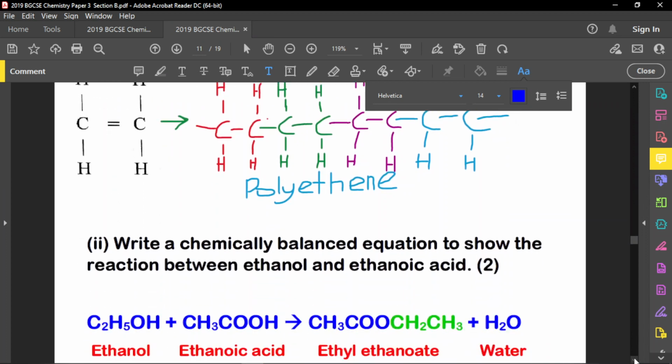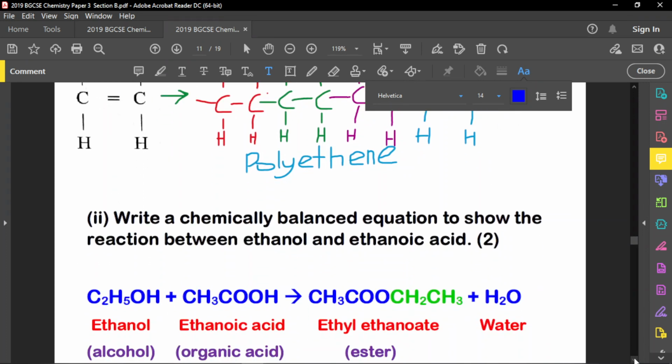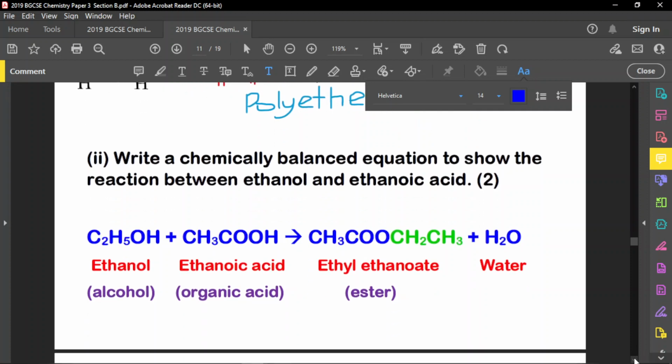All right, here now it said write a chemically balanced equation to show the reaction between ethanol and ethanoic acid. And once I have an alcohol and an organic acid reacting, what they form is an ester. And so here now the ethanol, which is C2H5OH, plus the ethanoic acid, which is CH3COOH, what you get here is CH3COOCH2CH3 plus H2O.